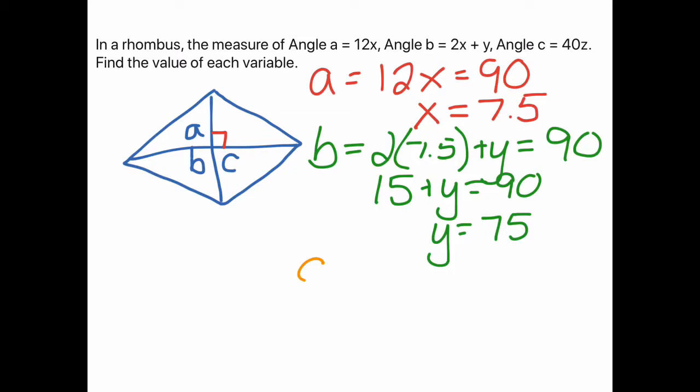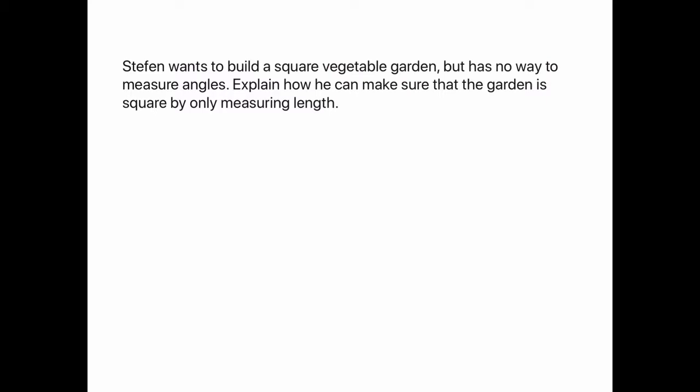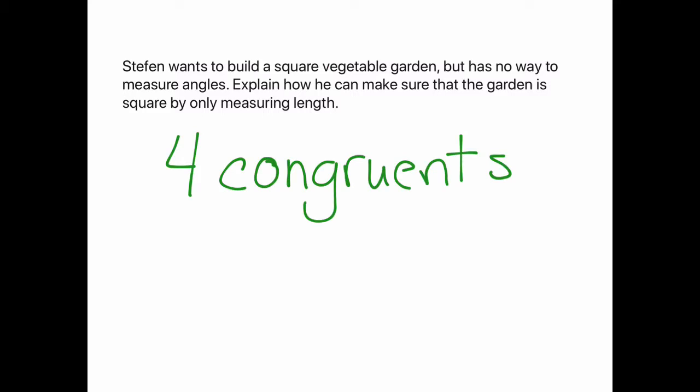All right, our next question says that Stefan wants to build a square vegetable garden but has no way to measure angles. Let's explain how he can make sure the garden is square by only measuring length. So he must have a tape measure but nothing for the angles. Because it's a square, all four sides have to be congruent, so he can measure all four lengths to be the same. Additionally, because it's a square, both of the diagonals also have to be congruent, and you can measure those with the tape measure as well. So if you have 4 congruent sides and 2 congruent diagonals, you are definitely building a square.